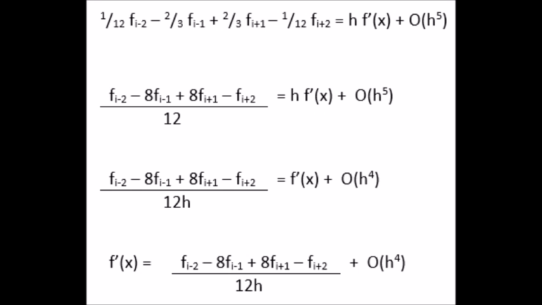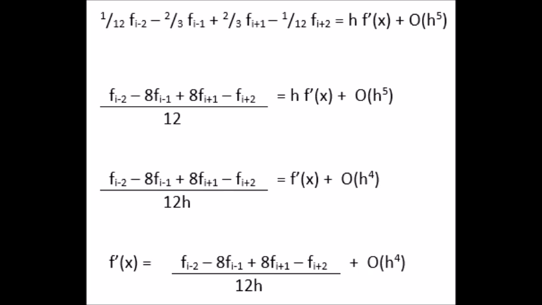The first line on this screen summarizes what we found in the last step. In the second line, I have simply found a common denominator for the fractions. Then I divided each term by h in the third line. Notice this has reduced our expression from fifth order to fourth order. In the last line, I basically swapped the left-hand side and right-hand side.